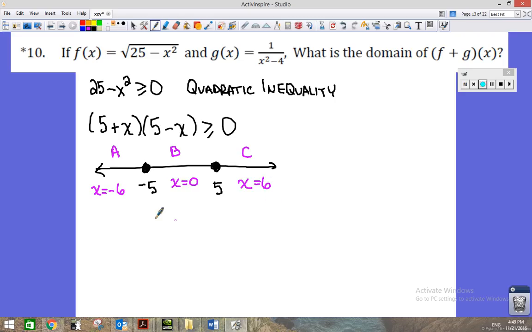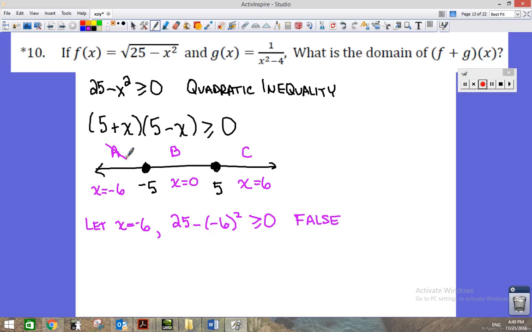So I'm going to return to this quadratic inequality, and I'm going to kind of look at it as a true or false statement. I'm going to let x be negative 6. So if x is negative 6, I have 25 minus x squared, 25 minus a negative 6 squared. Well, the claim is that this will be bigger than or equal to 0. But 25 minus 36 is not. That's a false claim.